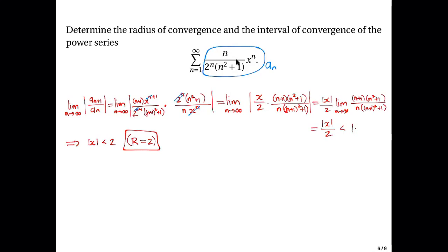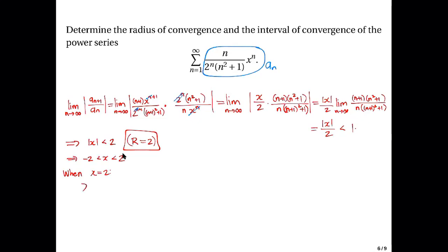Following? Okay, so from here, you have negative 2 less than x less than positive 2. So the endpoints are negative 2 and positive 2. Okay, so let's start determining the convergence at the endpoints. Let's start with x equals 2.